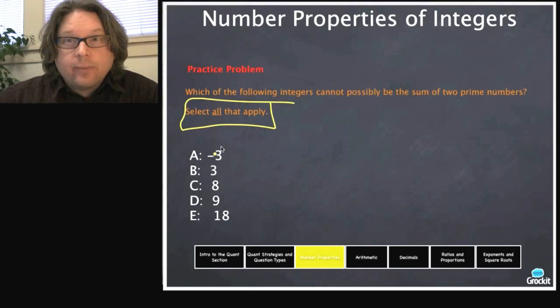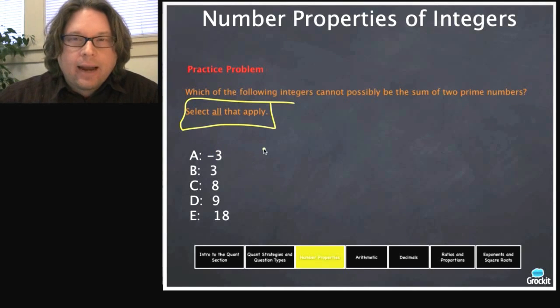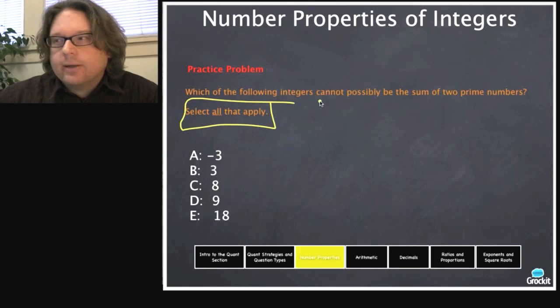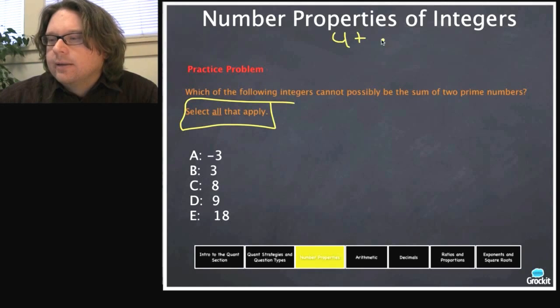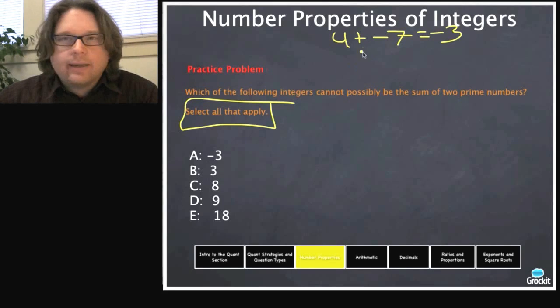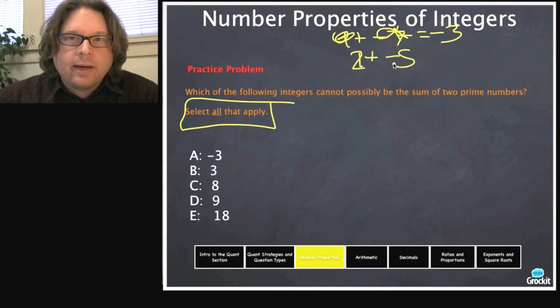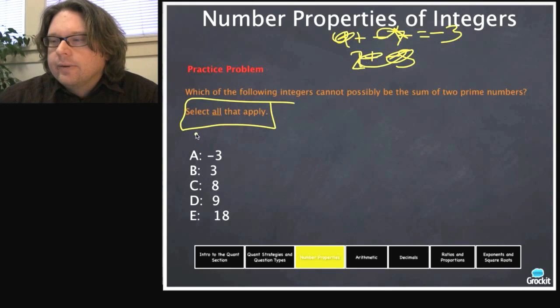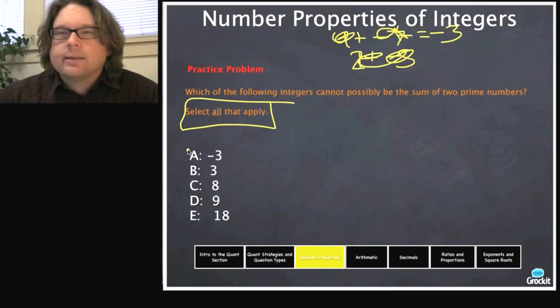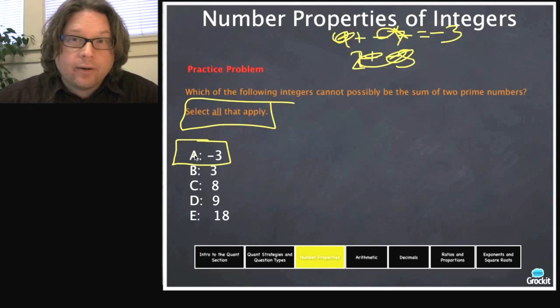So we already established from the previous page that a negative number can't be prime. And the only way you can get a negative number by adding things together is if you're adding together negative numbers at least once. So like you could have 4 plus -7 equals -3. But in that case, this can't be prime and this isn't prime. You can't even do 2 plus -5, because even though 5 is prime, -5 is not. So can't be this one. This one cannot be the sum of 2 prime numbers. So that's one of our correct answers.